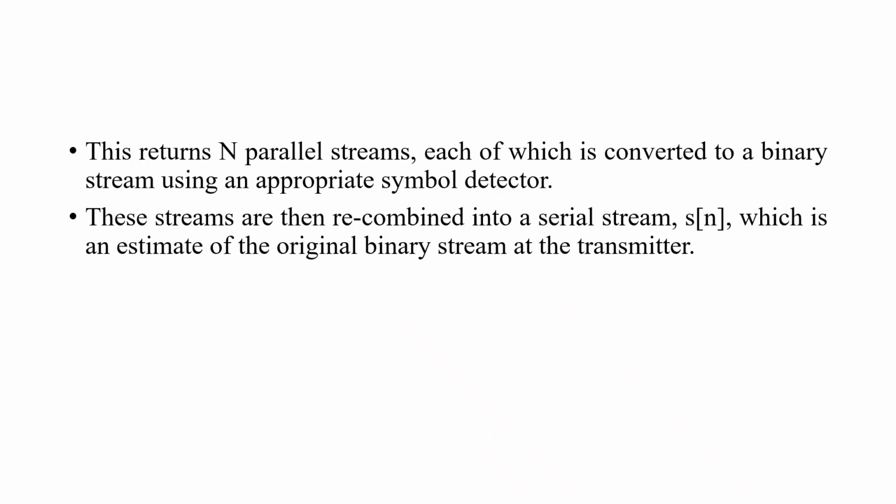So thus this returns the n parallel streams, each of which is converted to a binary stream using the appropriate symbol detector. These streams are then recombined into a serial stream, which is an estimate of the original binary signal of the transmitter. Thus the transmitted signal is recovered safely at the receiving end.